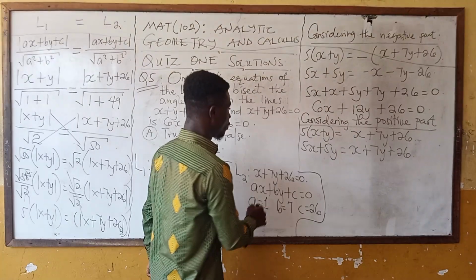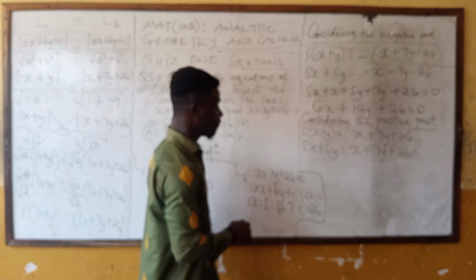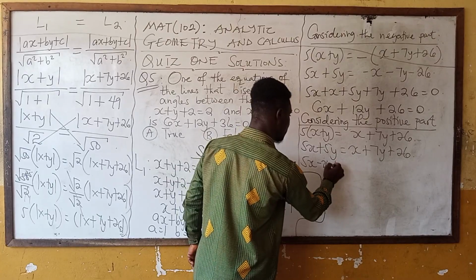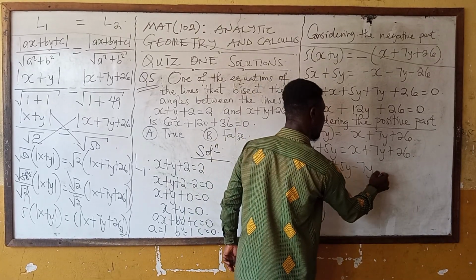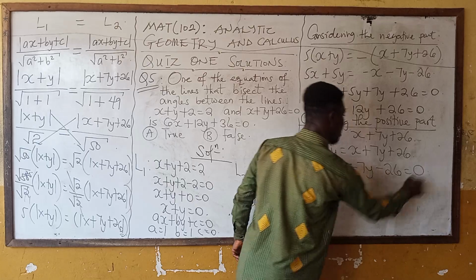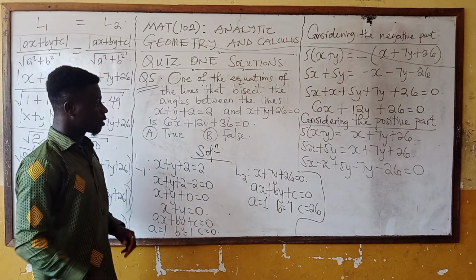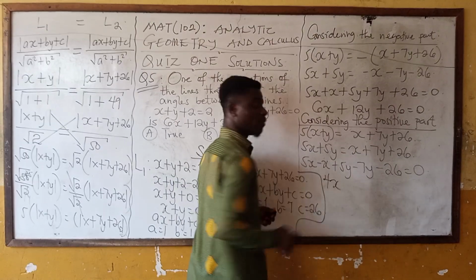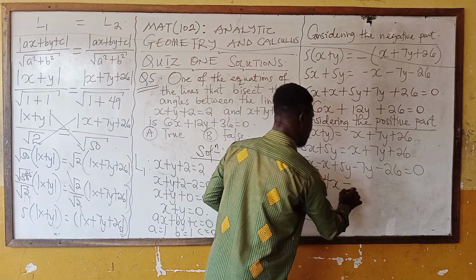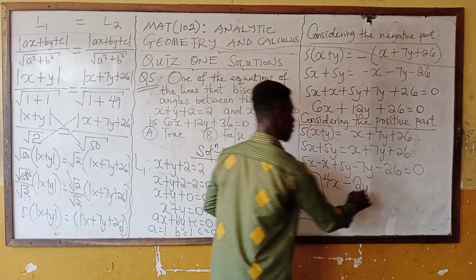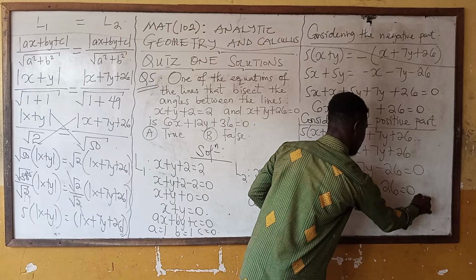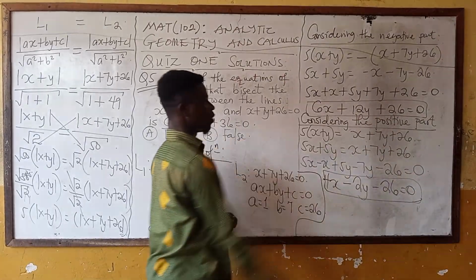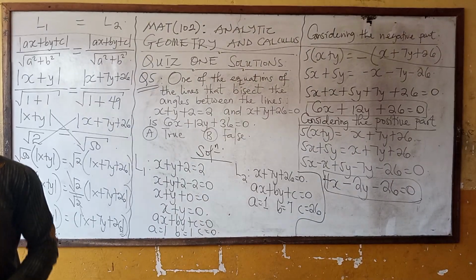Right. So we group like terms, sending all the three terms from the right hand side to the left hand side. You get 5x minus x plus 5y minus 7y minus 26 equals 0. So now, what can we do here? 5x minus x, we get 4x. Then 5y minus 7y, we get negative 2y. Then minus 26 equals 0. So this is the equation of the bisector. So we have two equations of the bisector here.